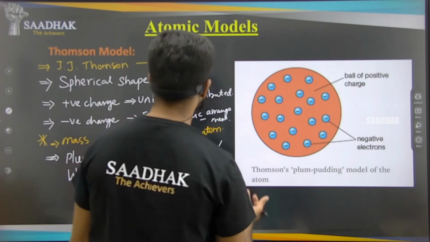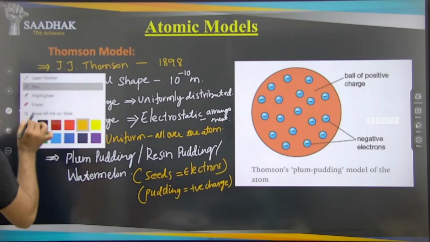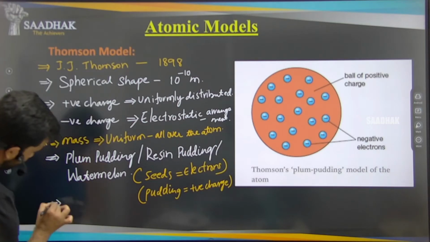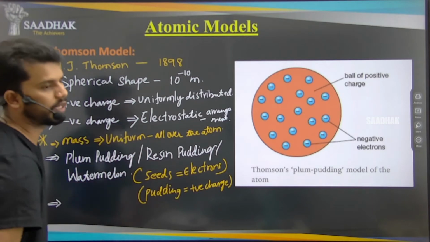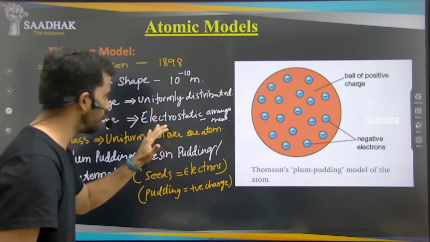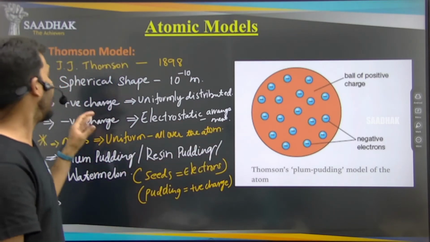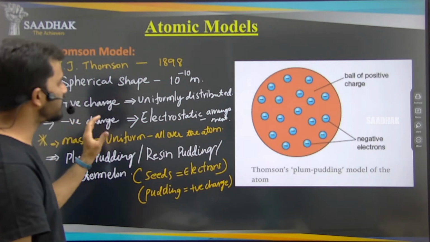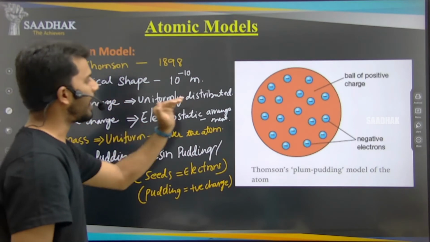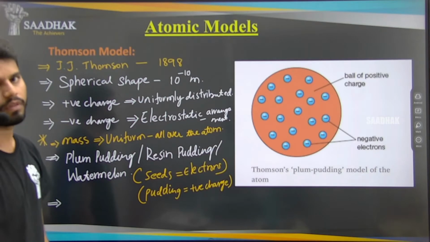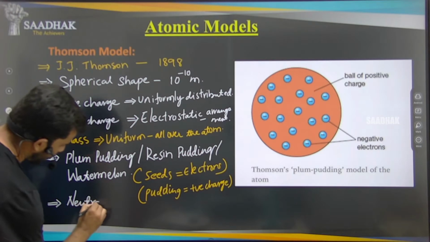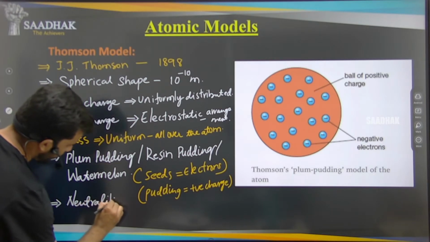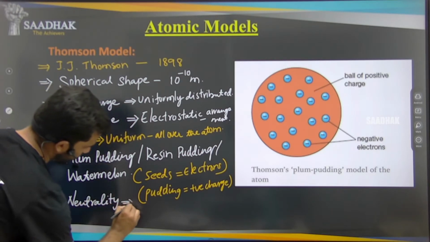Okay, so Thomson was able to explain the neutrality of the atom. Neutrality means the atom is able to be in a neutral condition by his electrostatic arrangement. He said that positive charge and negative charge are arranged in a manner where the atom is in electrostatic arrangement, right? So the neutrality of the atom is explained by him.